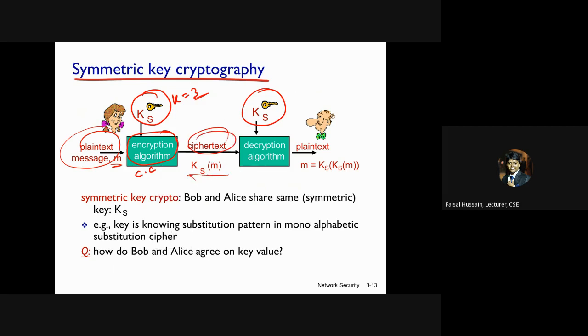Now this comes to Bob's part. He has the decryption algorithm, uses the same shared key, and finds the plain text from the cipher text. So the question is, how do Bob and Alice agree on a key value? That is the major question for symmetric key cryptography.